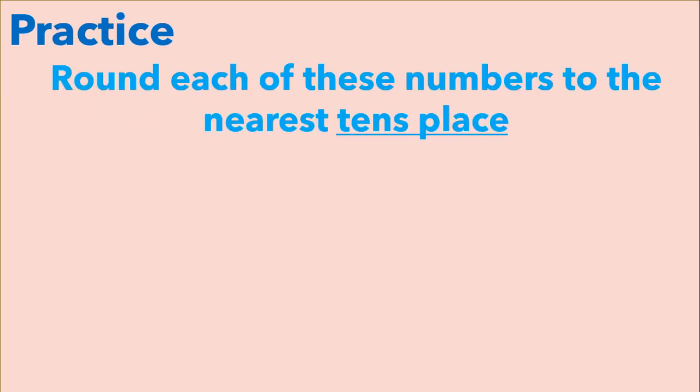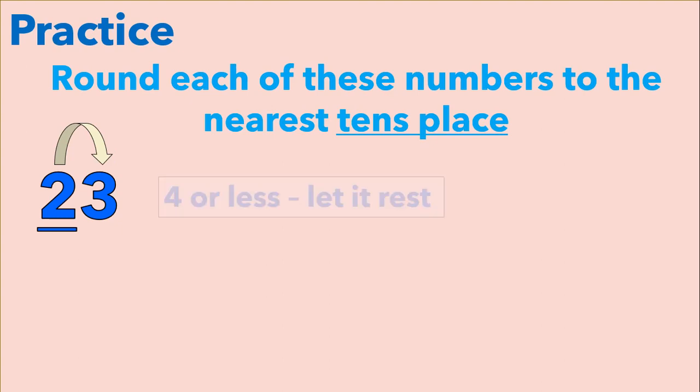Round each of these numbers to the nearest tens place. So we are starting with 23. The 2 is in the tens place, so we're going to look at the 3 to decide if the 2 is going to stay the same or round up. Remember, 23 falls between 20 and 30. So our number is either going to round to 20 or 30. The 3 is 4 or less, so we're going to let the 2 rest, which means that 23 is going to round to 20.